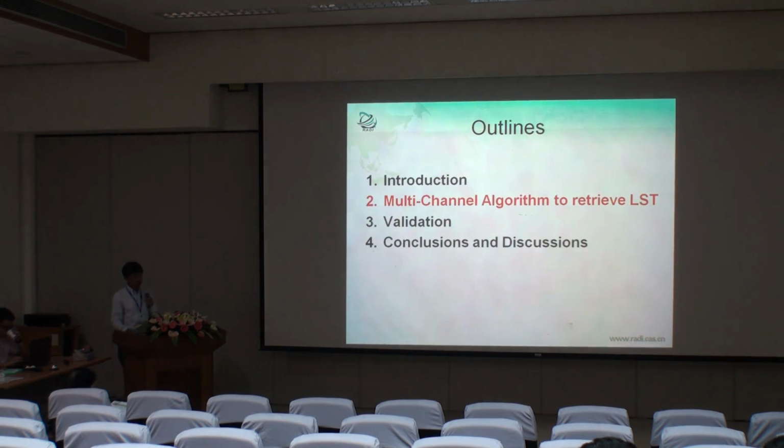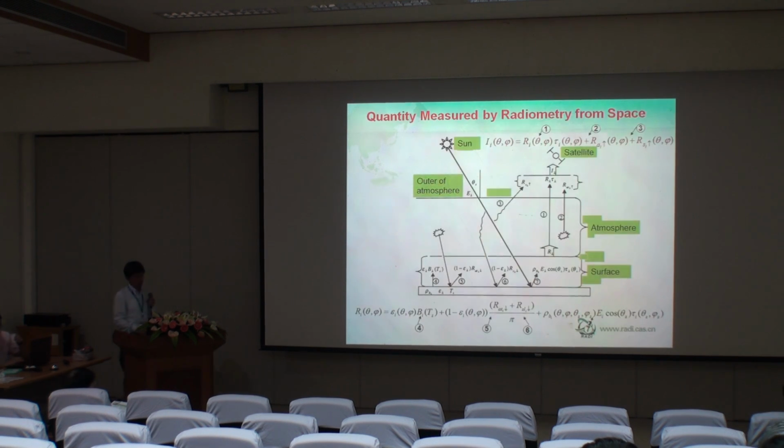In the second part, I want to introduce the multi-channel algorithm to retrieve the land surface temperature. For the thermal-infrared bands, the quantitative radiance measured by the satellite can be expressed as this equation. This is the radiance observed at the satellite, which includes the radiance from the land surface transmitted by the atmosphere.